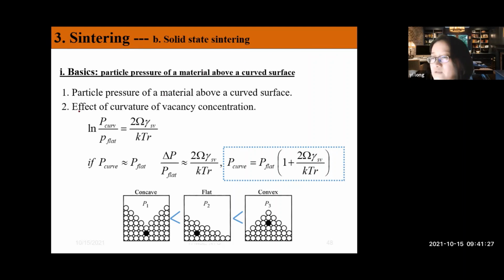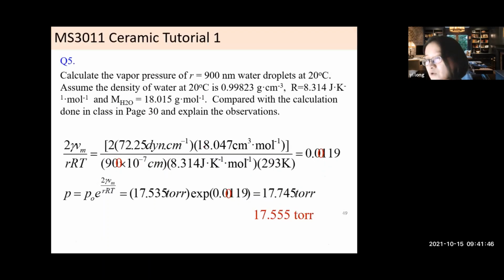So we learned this one. This is the Kelvin equation, right? Here we're sharing with you some very common practice in material science. Because we know that P curve is actually very close to P flat. Is it true? If you remember, we go back to what we calculated last week in the tutorial. You can say this is P naught, which means you don't have any shape, and this is with the shape, which means if your particle is 90 nanometer, this one is 900 nanometer. You can see they're very close.